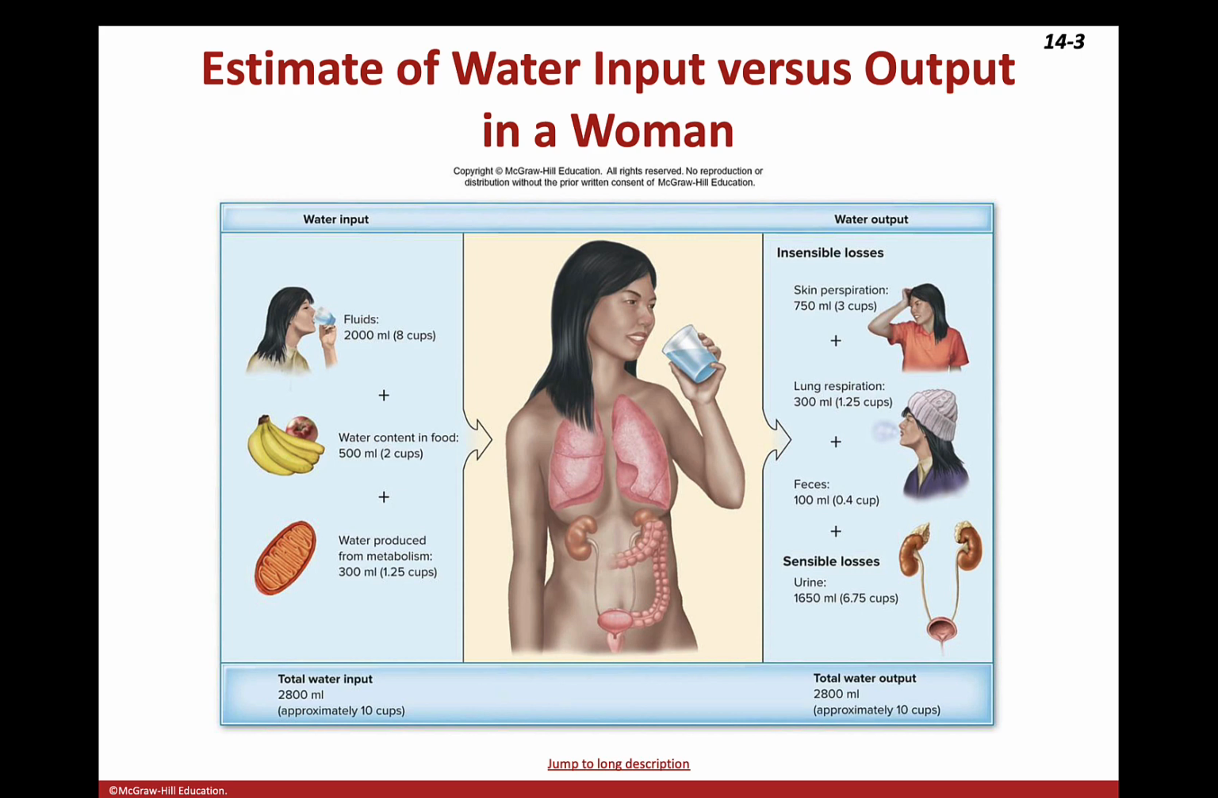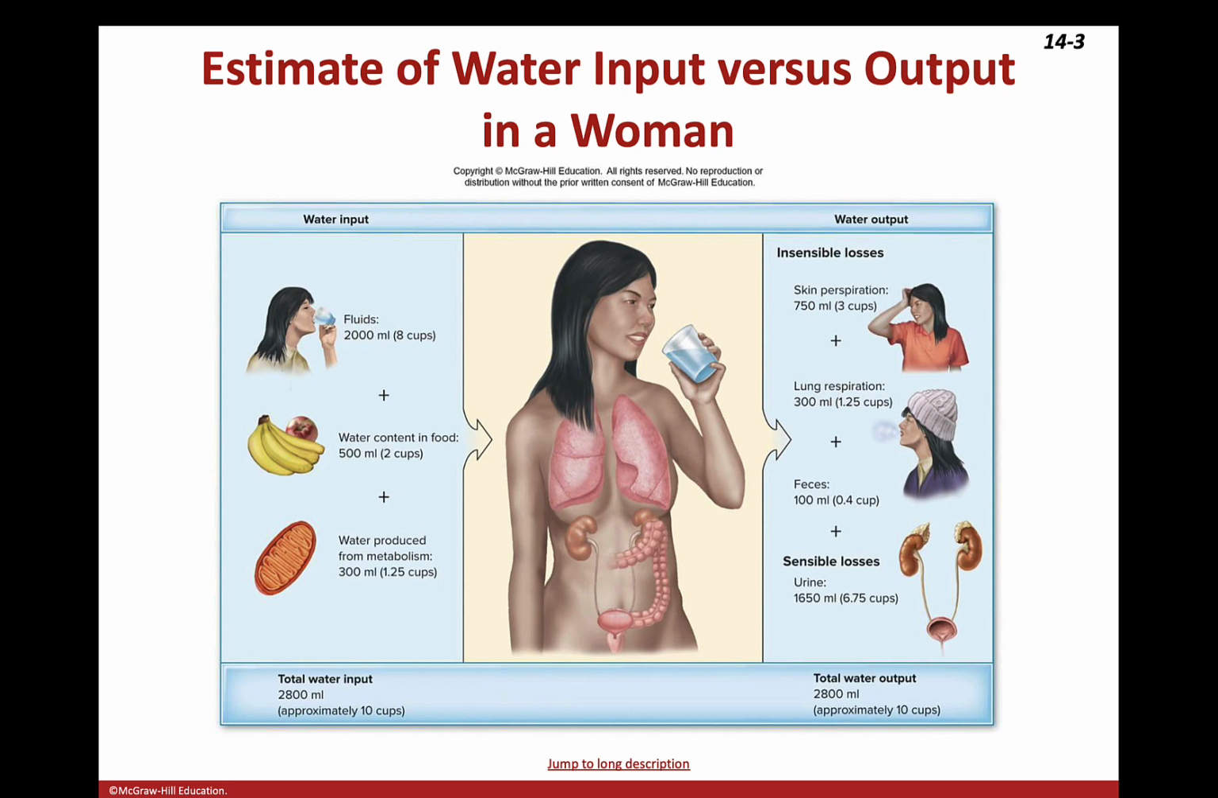Now, here they're describing water output using some different terms. Insensible loss, these are the minor, almost non-visible ways in which we lose water. Skin, through perspiration, approximately 3 cups. Lung respiration is about 1¼ cups. And then water that might be lost in our feces accounts for a little under ½ cup.